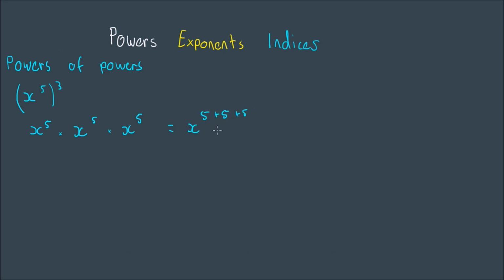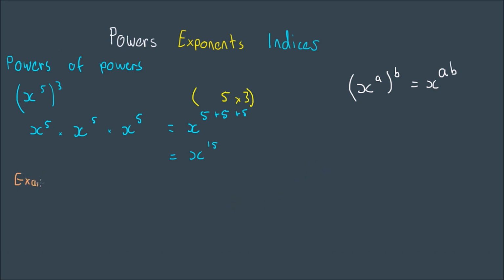When you multiply, you just add the powers. So a shortcut would be to say 3 lots of 5. 15. So 15 is our answer here. So the rule is, if you have a power on the outside of the brackets and a power on the inside of the brackets, all you have to do is multiply those two powers together.